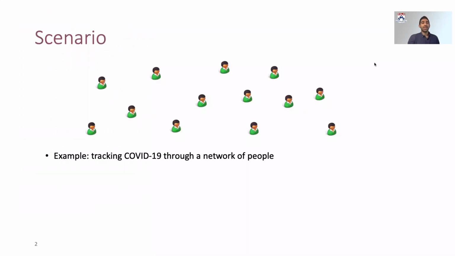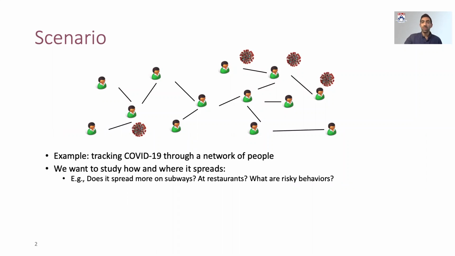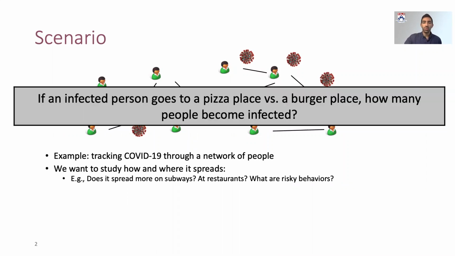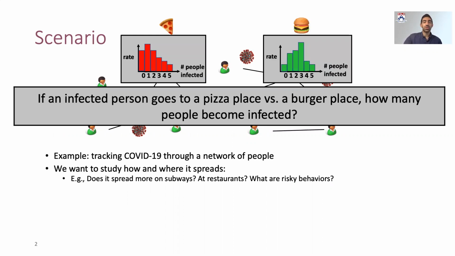I'm going to start with a scenario which, unfortunately, we are all a bit too familiar with, which is tracking the spread of COVID-19 through a network of people. Now, the medical community had lots of questions about exactly how this spreads, for instance, the effect of certain locations or risky behaviors. One toy question we could ask is, if an infected person goes to two restaurants, how many people become infected at both those places. So in both these, I have histograms which show what an answer might look like.